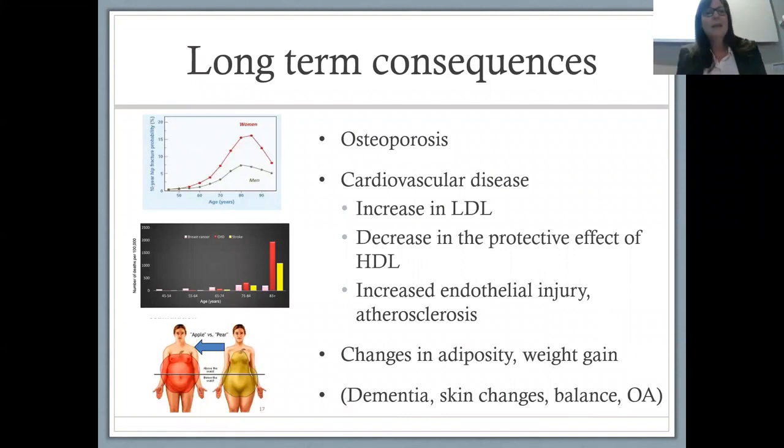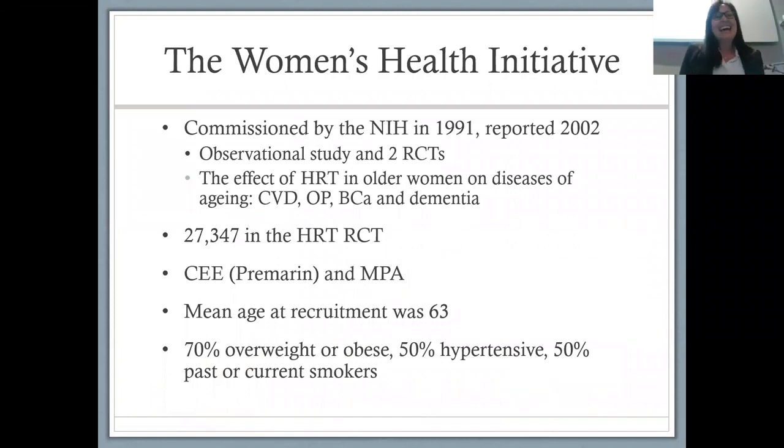There's some data on dementia, balance, osteoarthritis, but there's not a huge amount, although I think it's increasing. Certainly dementia for me is one that it would be very pleasing to demonstrate an improvement if we give hormone replacement. So this is, how can I describe this? This is the devil in the menopause setting.